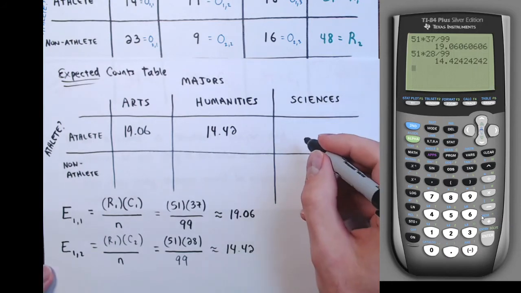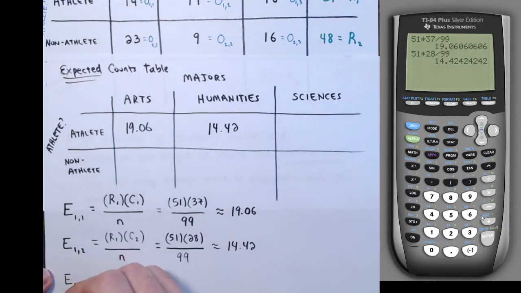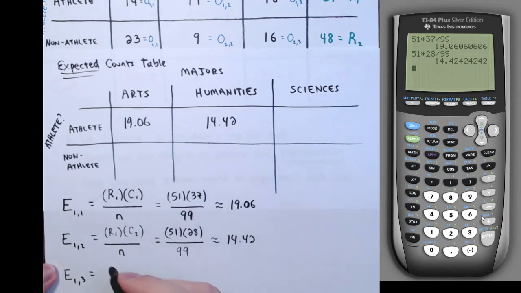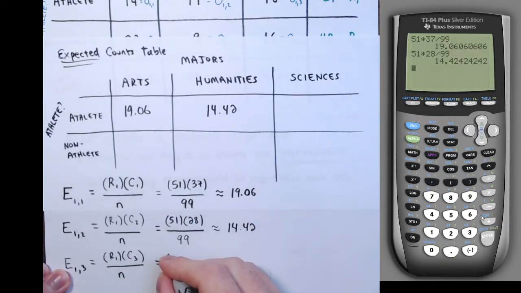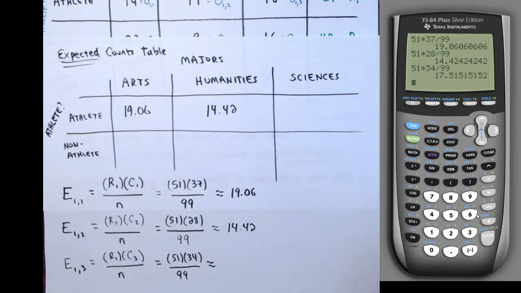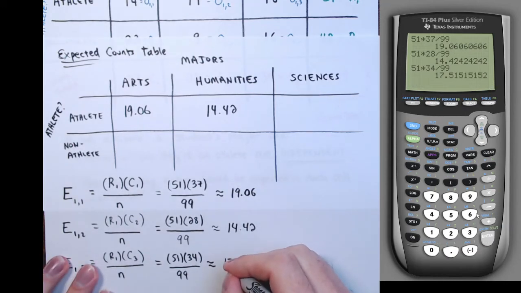All right, then for the sciences, that would be E1,3, first row, third column. Again, I take the row 1 total, which we know now to be 51, times the column 3 total from our earlier page, which is 34, and then divide that by 99. So 51 times 34 divided by 99. One more time here, and then I'll fill out the other row without writing it down, and come back to you. 51 times 34 divided by 99. So approximately 17.52 if I go to 2 decimal places again.